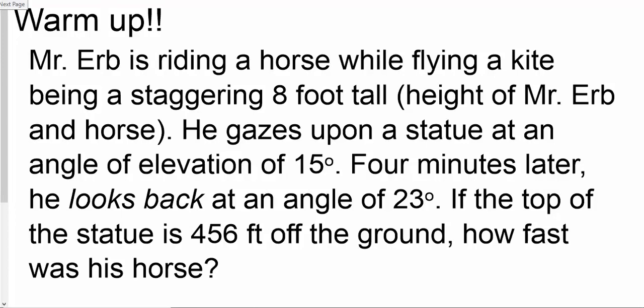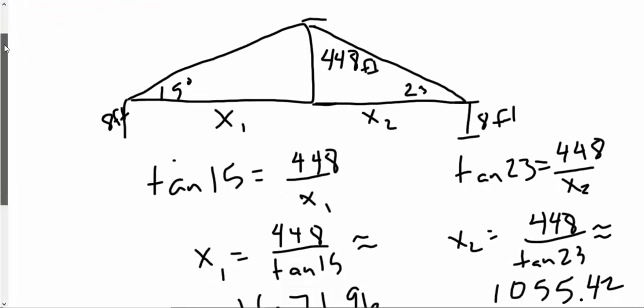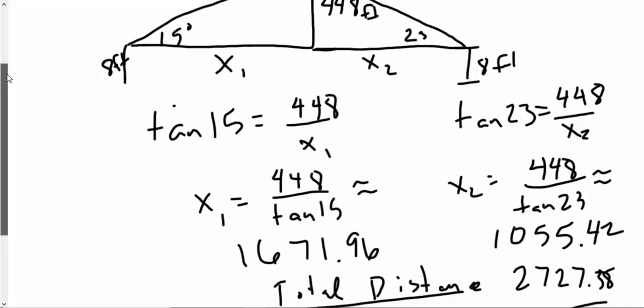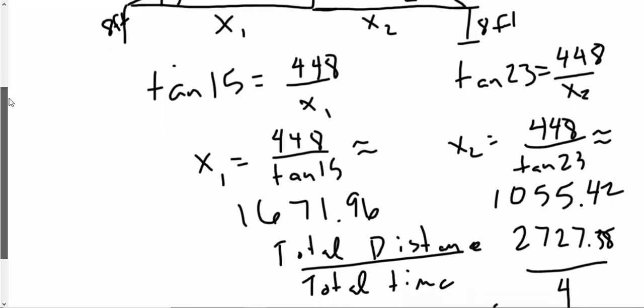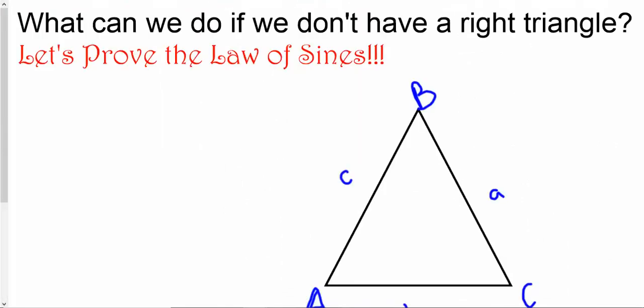Okay, so this is how you should work it out. Here's a diagram. We're going to use tangent twice. We're going to add up because of that looking back, and then divide by the total time. This gets us 681.85 feet per minute, approximately, right? Always dealing with approximation.